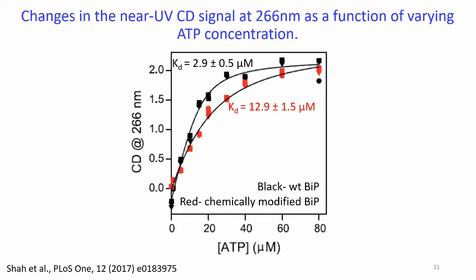So we have seen that for UV CD and near UV CD, particularly UV CD, you can use it to determine the secondary structure. Near UV CD, you can use to determine the changes in the protein tertiary structure. Then we have seen denaturation melts, thermal melts, and then we have seen stopped-flow kinetics. And then we have seen how CD can be used to measure the binding of small molecules to proteins.